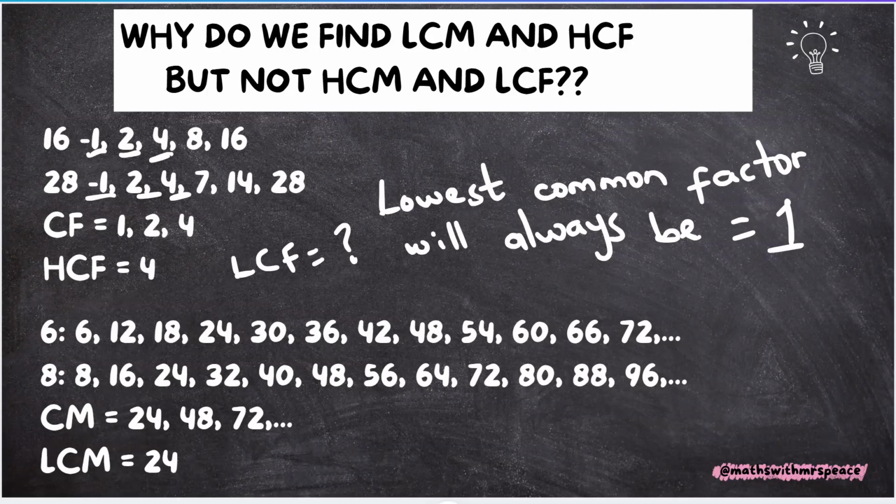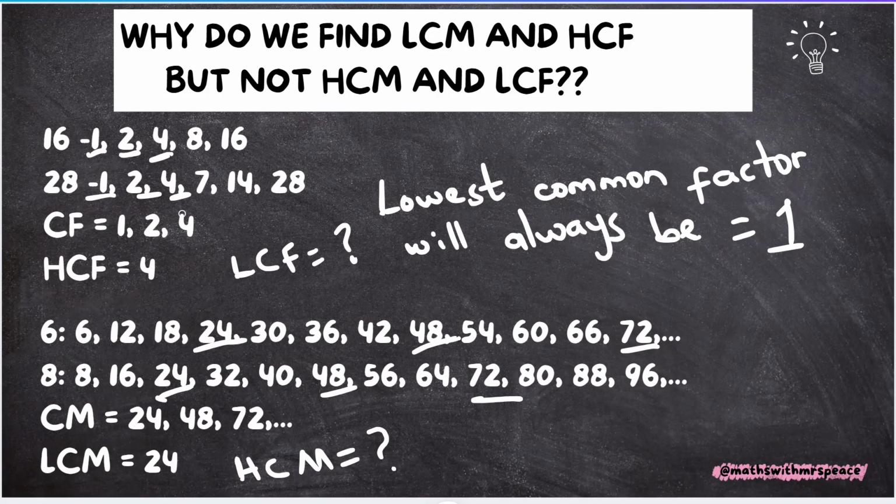Now, when you come to common multiples, you always find the lowest common multiple. You can see the example on the board on your screen. We have 6 and 8. We found the multiples of 6, and we also found the multiples of 8. I think we found the first 12 multiples for each of them. And we found their common multiples to be 24, 48, and 72. And of course, their lowest common multiple is 24. So what is their highest common multiple?